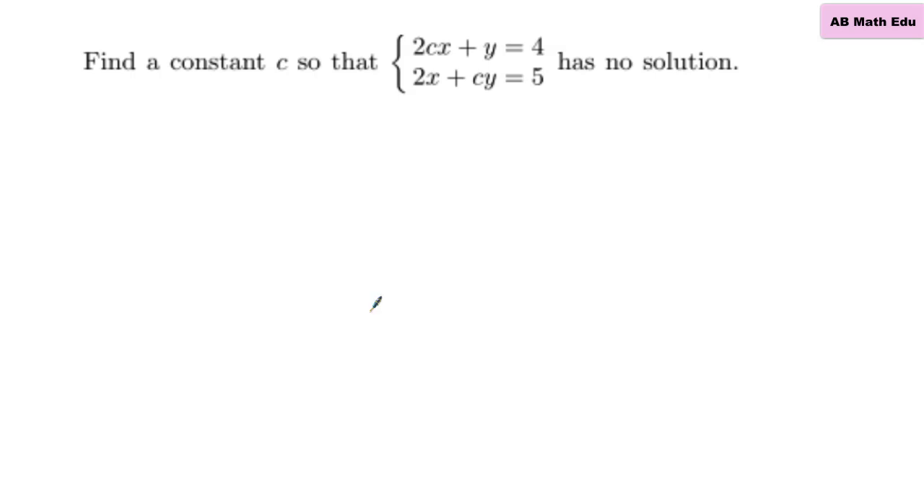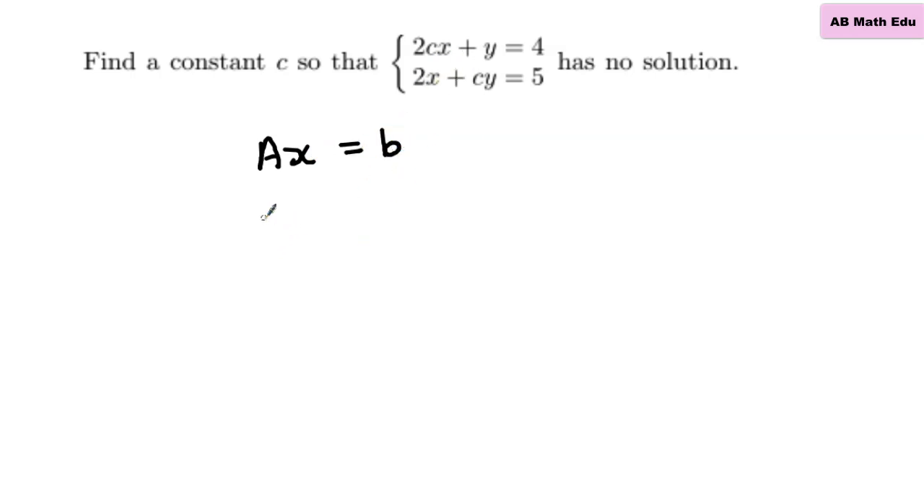We have this system of equations before us. They want us to find a constant C so that this system of equations will have no solution. So first of all, let's convert this into matrix form, which is the AX equals B form.